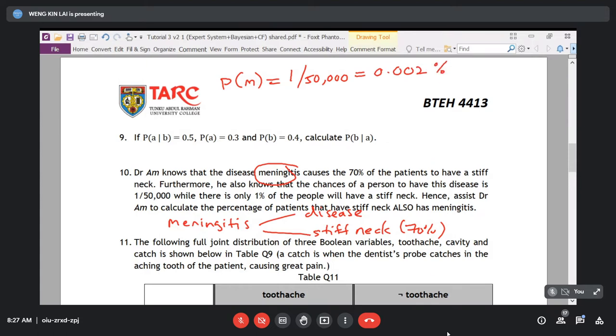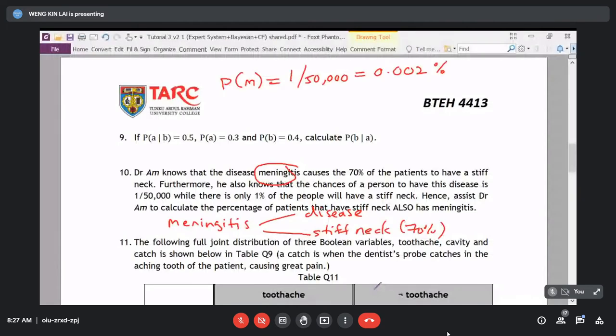Percent. So let's represent it by a percentage, because we have percentages here, so we keep it consistent, all percentages. Now what else do we know?